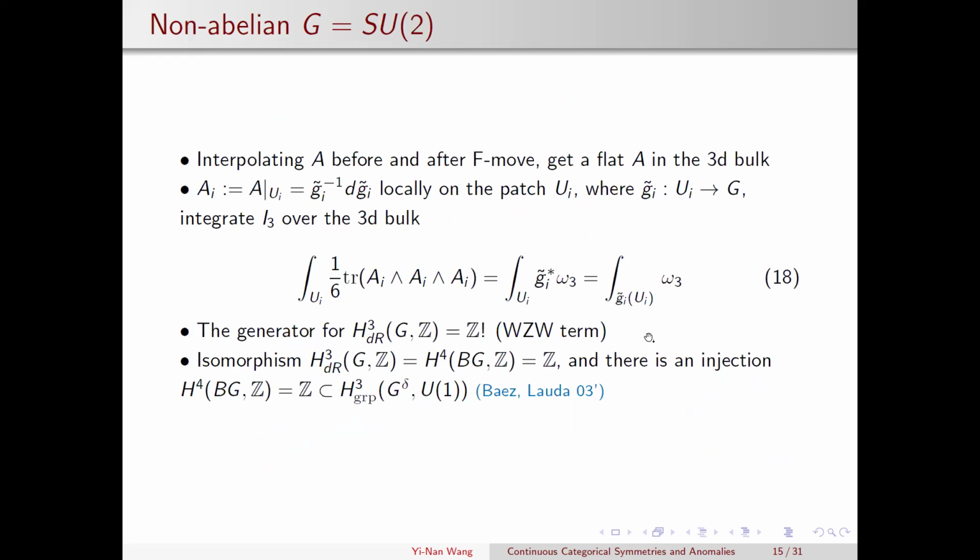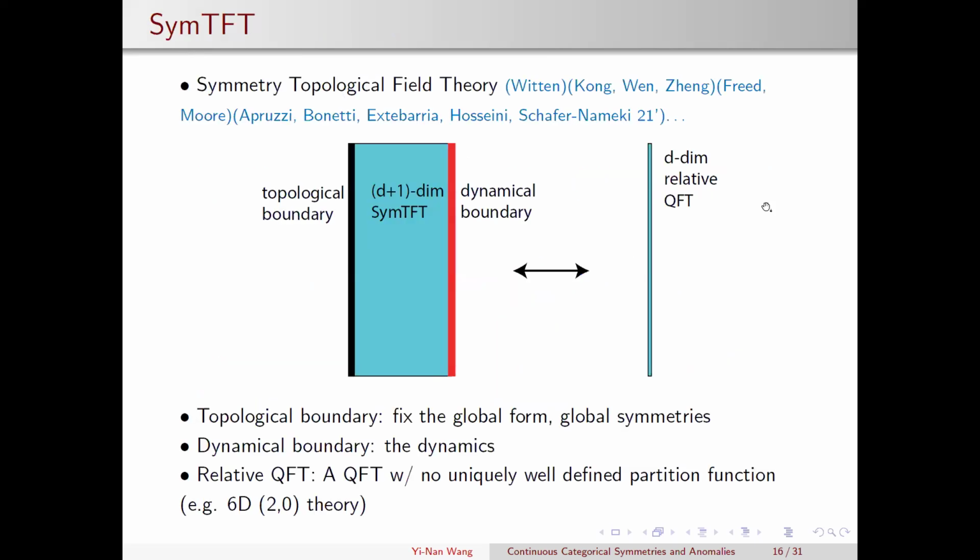So here, roughly speaking, this is not anything super strange. It's just, for the SU2 case, the Wess-Zumino-Witten term, or the original Dijkgraaf-Witten story in the 90s. So it's not super surprising, but it's just new. We just incorporate it in this new F-move language. So that was the anomaly for the continuous symmetry part, and the next part will be a SymTFT for continuous symmetries.